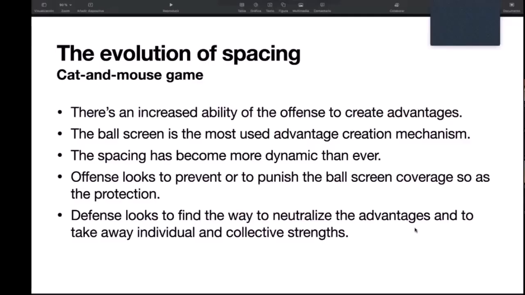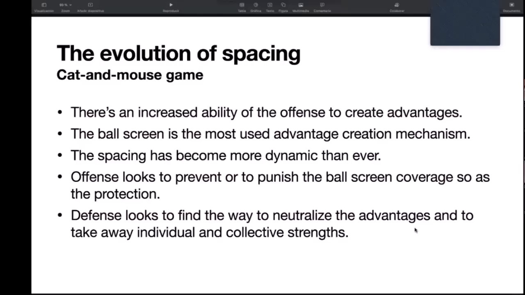And it will be interesting to consider the spread ball screen, because the spacing has become more dynamic than ever. What does this mean? It means that the ball screen is not a two-player action anymore. I think that when we watch a basketball game, we can see that all 5 players are basically involved in the pick and roll action.